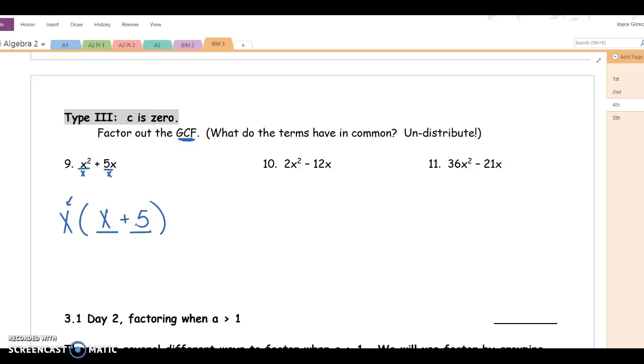So try number 10 on your own. They have 2x in common, so it's like you're dividing both terms by 2x. 2x squared divided by 2x will simply be x. Negative 12x divided by 2x. The negative 12 divided by 2 is negative 6, and that x will cancel itself out.